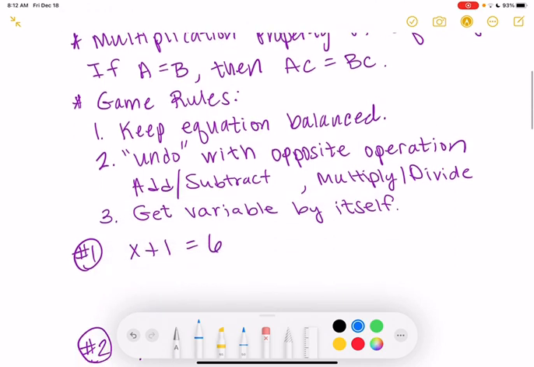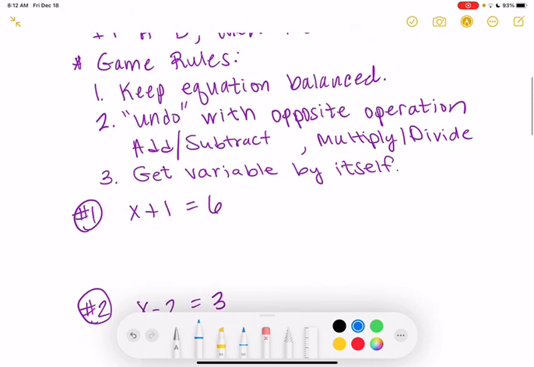So first, game rules. They call it the game because if we do that, it makes it sound fun, right? So our game rules are, number 1, we're going to keep the equation balanced. Okay, so whatever we do to one side, we're going to do the other. Second, we're going to undo with the opposite operation. So if we see add, we're going to subtract. If we see subtract, we're going to add. Or if we see multiply, we're going to divide. Or if we see divide, we're going to multiply. And finally, the last rule always, get that variable by itself.